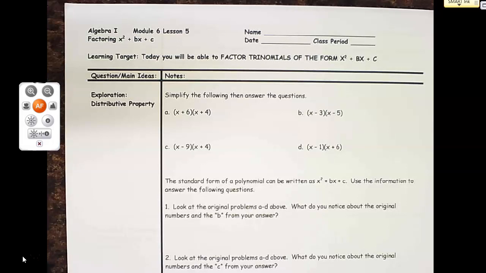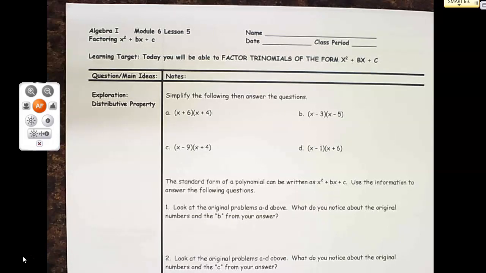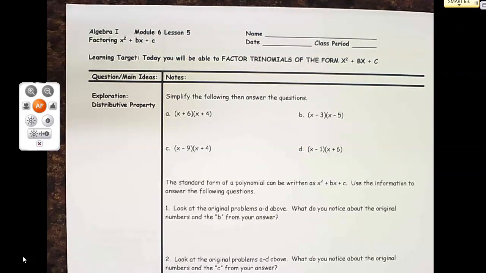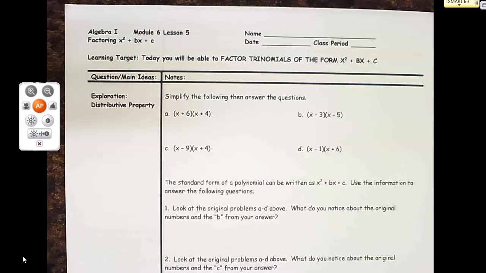So starting out, let's take a look at the exploration activity. We're going to simplify the following and then answer the questions. And this would be a place where you can pause the video. We've done this topic. You know how to multiply two binomials times each other. So you can pause the video and check your answers after I have multiplied them all out here.